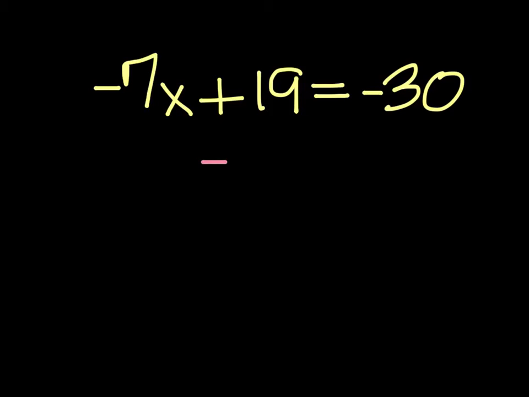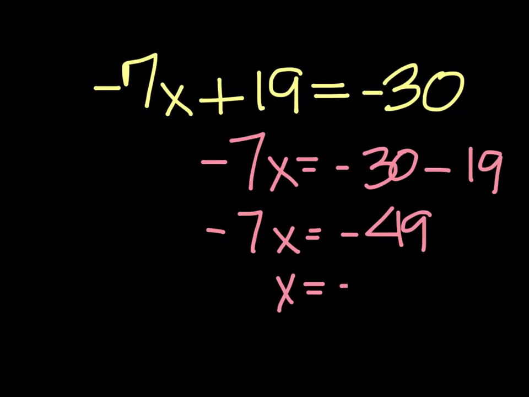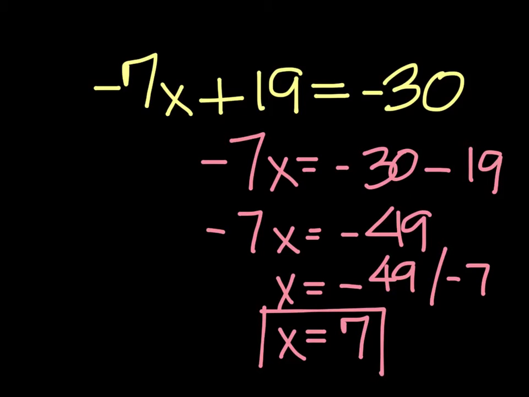Did you move that 19 over to the right side and make it minus 19? Yeah. Did you come up with a negative 49? Yeah. Did you divide negative 49 by negative 7? No, because I didn't bring the negative down to 7. Ah, we found it. So it should have been a positive 7.